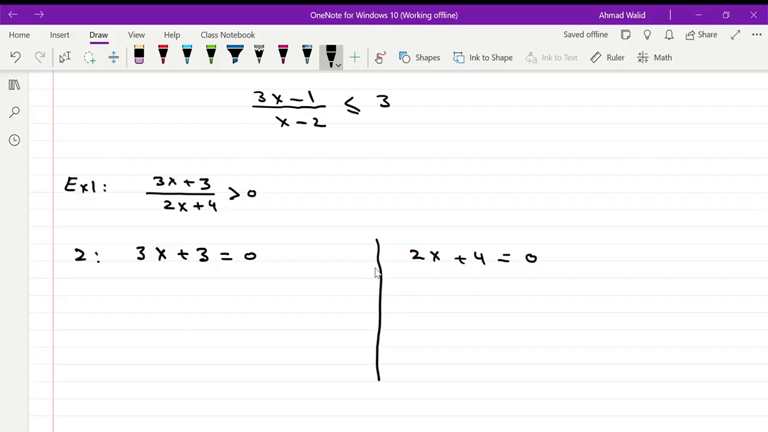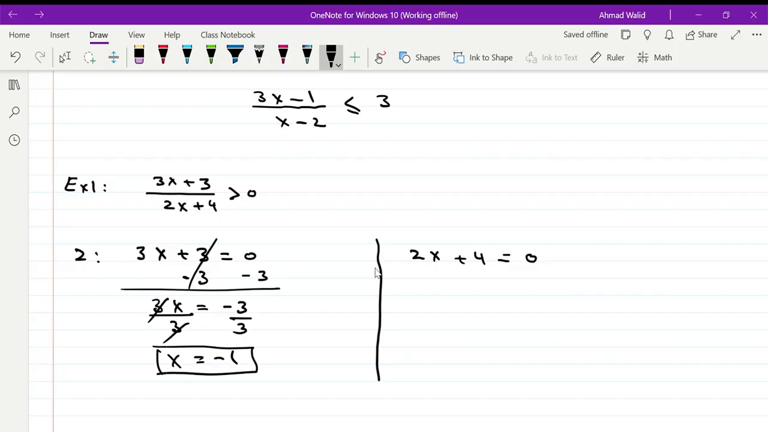With polynomial, you set the polynomial equal to 0. Here, you set the numerator equal to 0, and you set the denominator equal to 0, and you solve both equations, correct? Let's solve. Subtract 3 from both sides. Then 3x equals negative 3. Divide by 3 both sides, x is equal -1. Correct? This one, subtract 4 from both sides. Then 2x equals -4. Divide by 2. X equals -2.